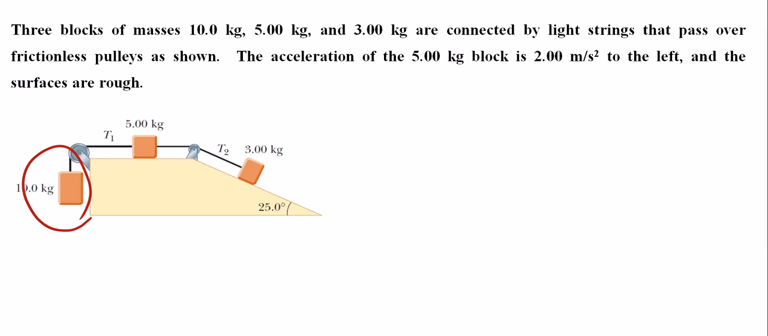For problems like these, I would suggest start off with the easier free body diagrams and move on to the more difficult ones that involve the angles. So we're going to start off with a 10 kilogram mass. It's only moving up and down on the y-axis, and it is accelerating, so it'll be second law.